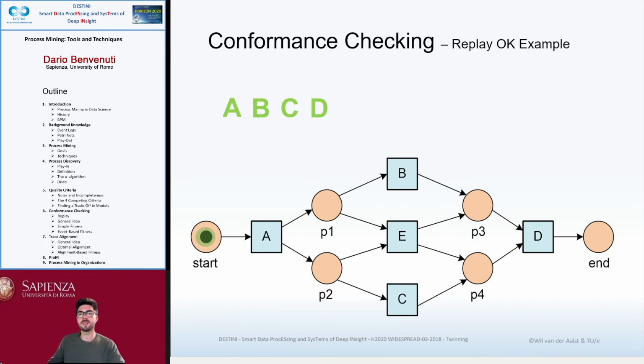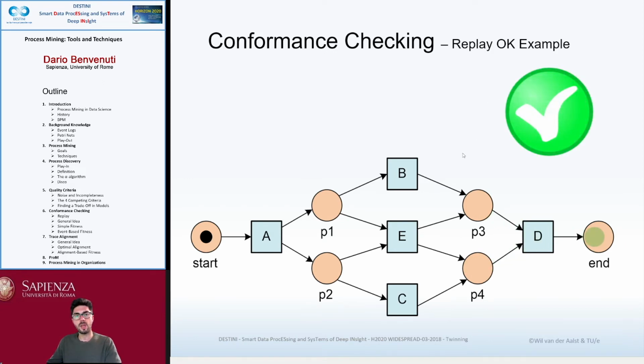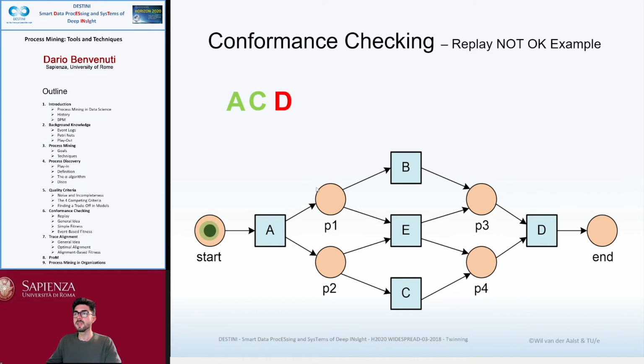Here we can see an example of replay in which we have this trace A, B, C, D, which is basically reproduced in the model. As you can see here, we have all the transitions from places to activities, and we can reach the end without any problem. Here instead we have an example in which the replay is not possible.